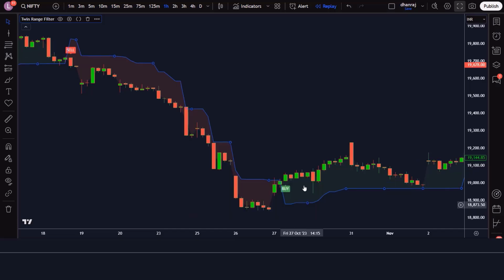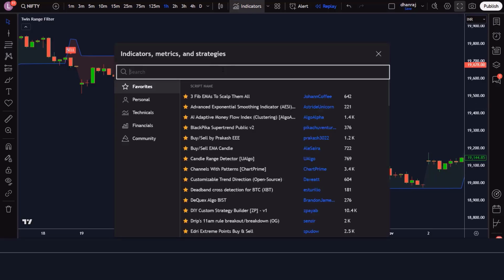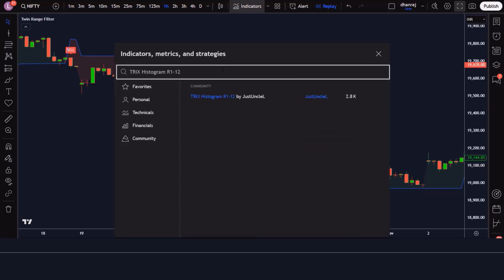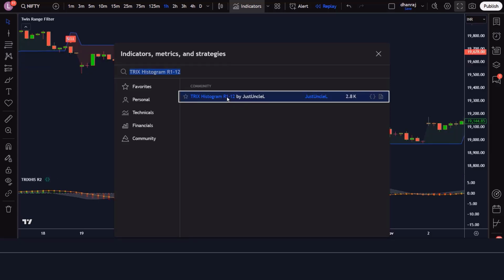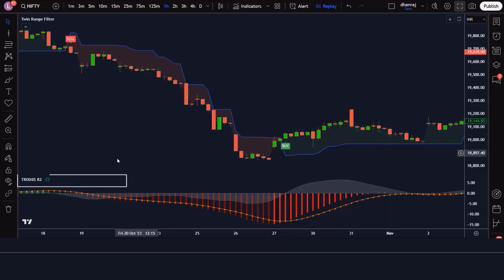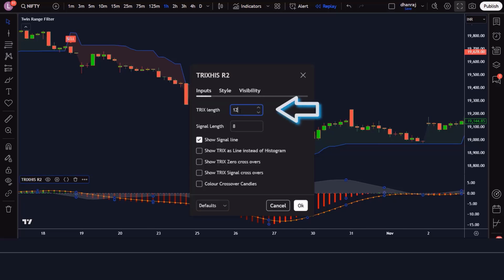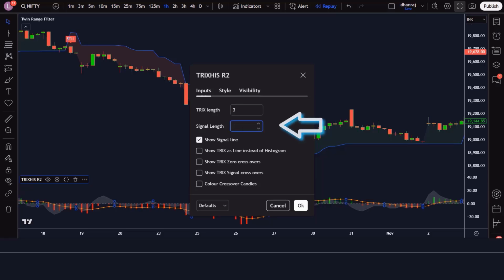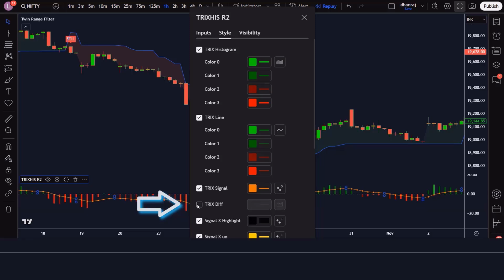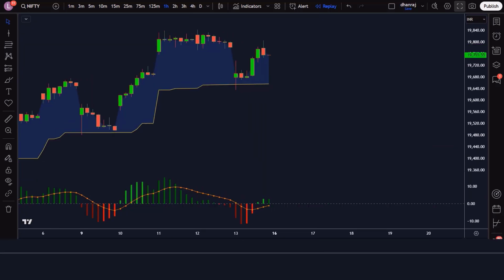After that, we have to apply another indicator on the chart. We will search Tricks Histogram in the search box of TradingView. After that, we have to click on the Tricks Histogram option, in which we have to change some settings. We have to change this Tricks length option from 12 to 3. We have to change this signal length option from 8 to 11. We have to keep this option hidden. Now our setup is ready.